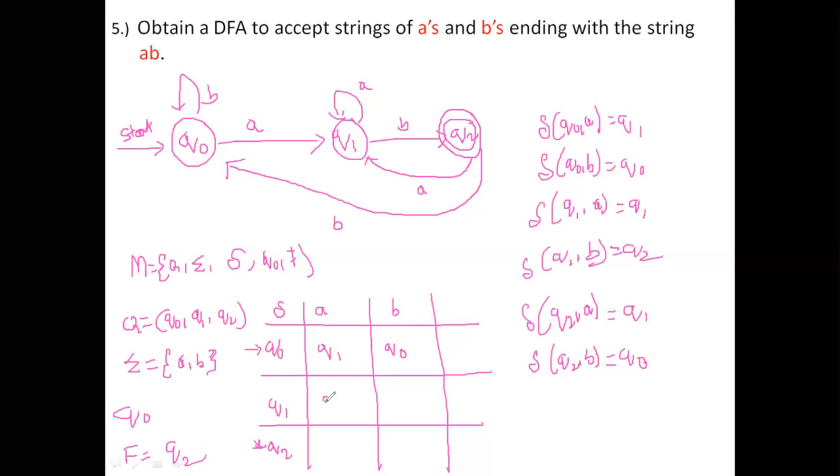Q1 on receiving A has a self loop, so Q1 itself. Q1 on receiving B goes to Q2. Then Q2 on receiving A goes to Q1. On receiving B, it goes to Q naught, exactly. So this is it for now, students. This is the DFA design for strings ending with AB.